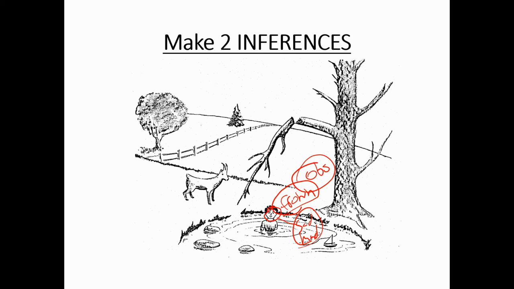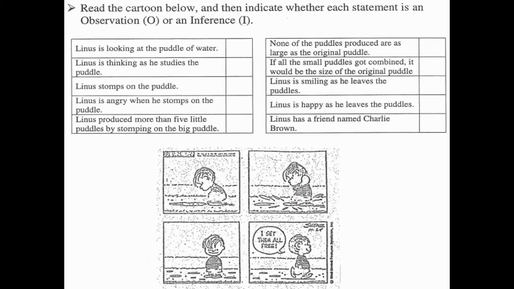Some students might infer that the branch was broken because the person climbed on it, and that's why the person is now in the pond. Or some students may infer that the goat kicked the person into the pond. So those are all examples of inferences. They're not things that you've necessarily observed directly, but they're explanations of your observations. So you can try these examples out. You can pause the video and just label these as either observations or inferences.